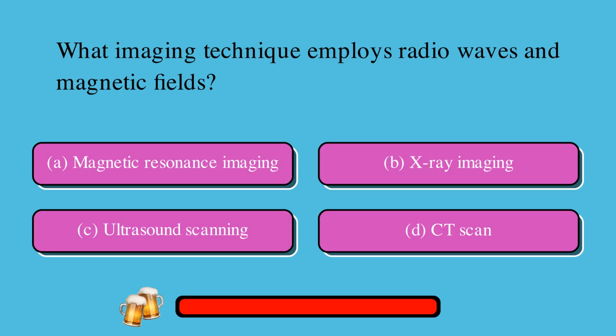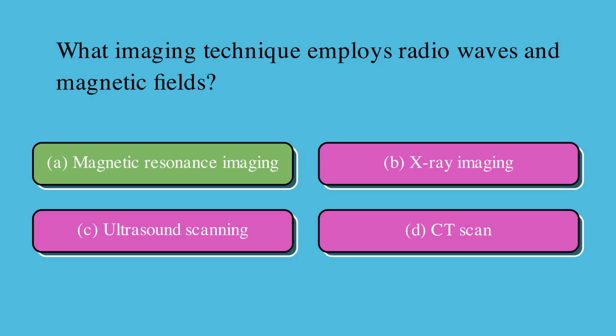What imaging technique employs radio waves and magnetic fields? A. Magnetic resonance imaging, or B. X-ray imaging, or C. Ultrasound scanning, or D. CT scan. The correct answer is A. Magnetic resonance imaging.